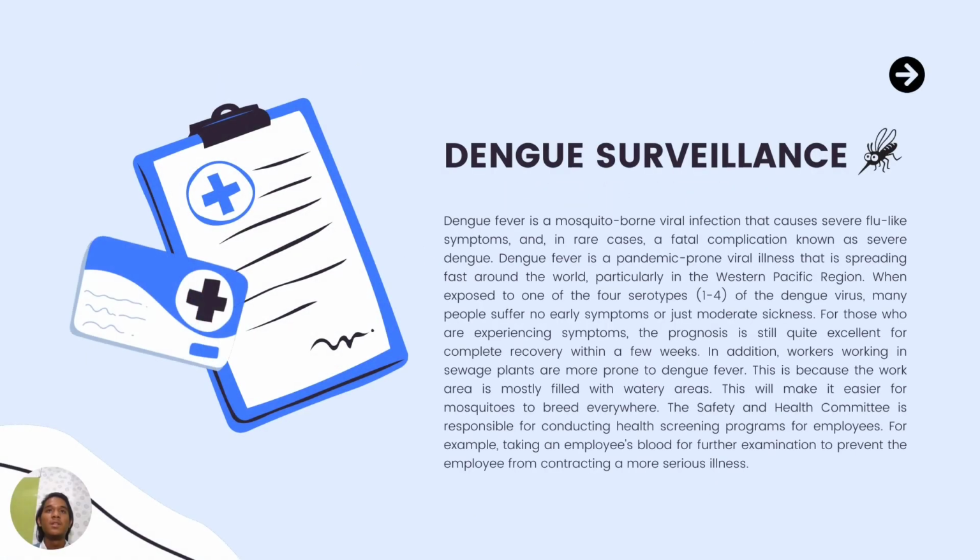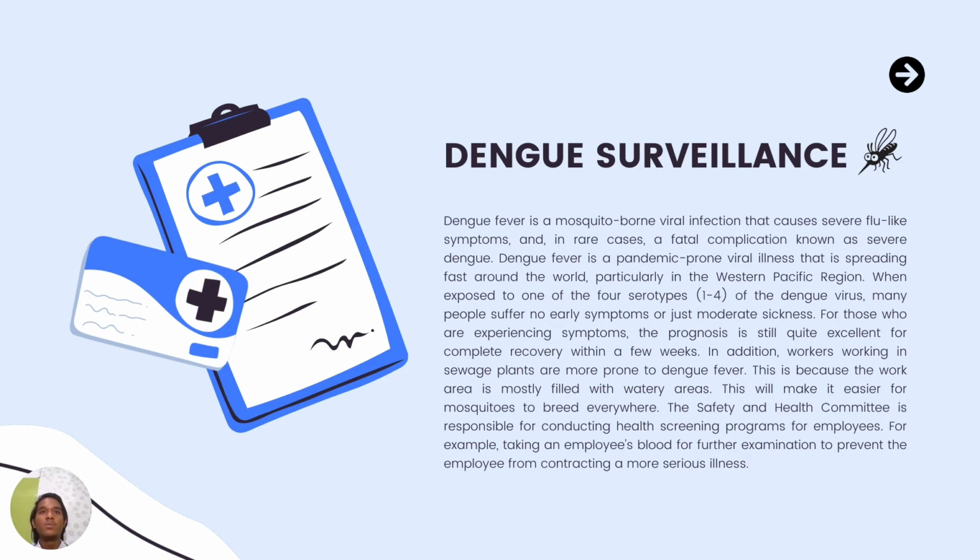Today, I would like to present about health surveillance for dengue disease. The first surveillance is dengue surveillance. As we know, dengue fever is a mosquito-borne viral infection that causes severe flu-like symptoms and, in rare cases, a fatal complication known as severe dengue. Dengue fever is a pandemic-prone viral illness that is spreading fast around the world, particularly in the Western Pacific region.